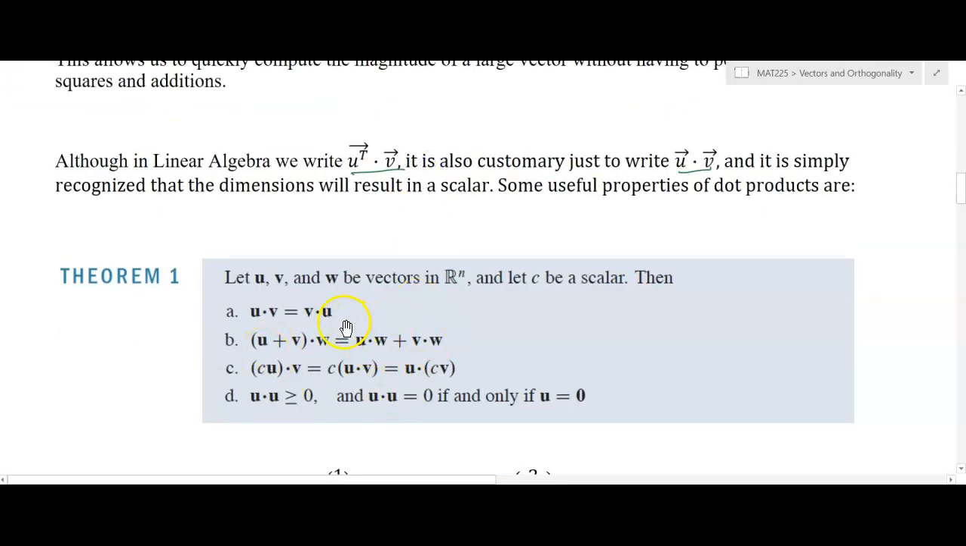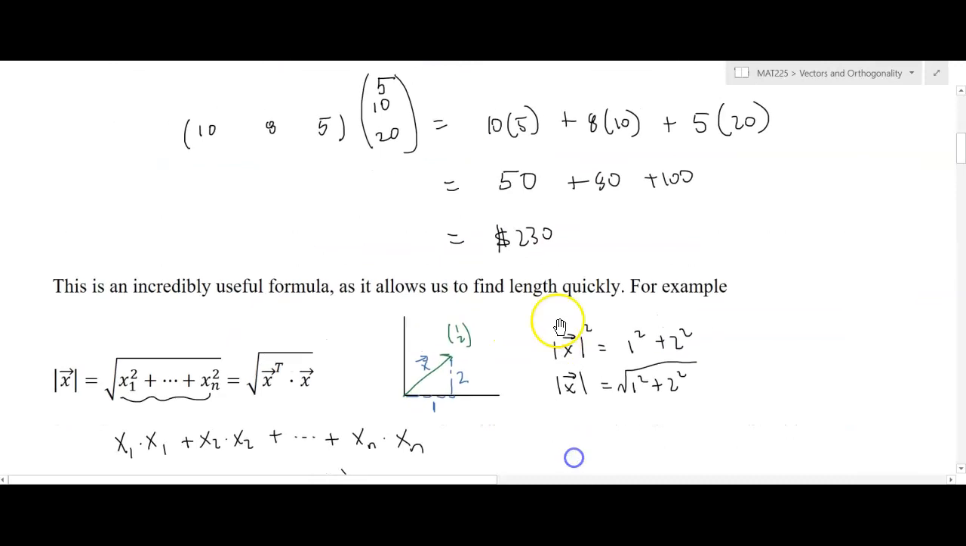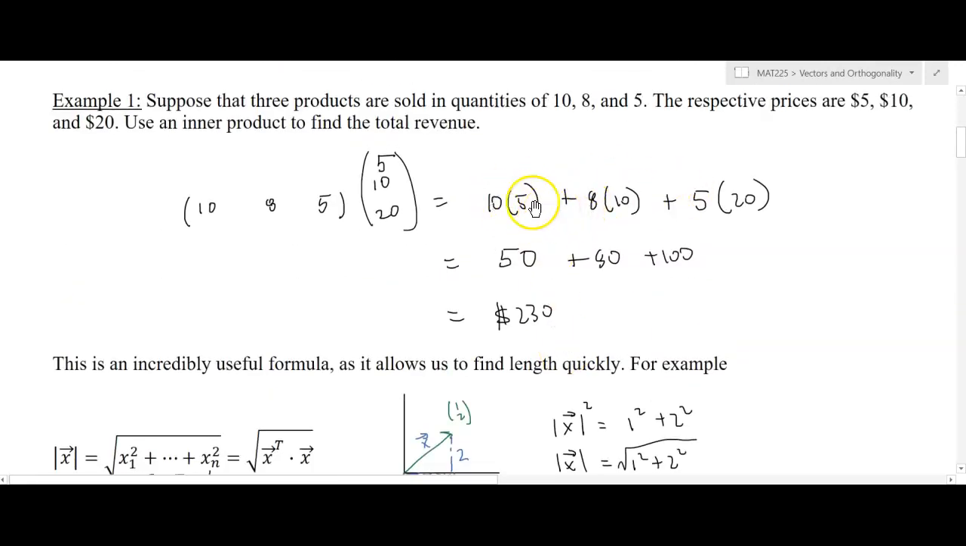So here are some properties of dot products. Dot products can take place either way. If you think about why property A is true, we need not go further than this example here. If we just commuted the 10 and the 5 and made this 5 times 10, 10 times 8, and 20 times 5, the 5, 10, 20 could have been in this vector, and the 10, 8, 5 could have been in this vector, and we would have come up with the same answer. We would just be multiplying the factors in reverse order.